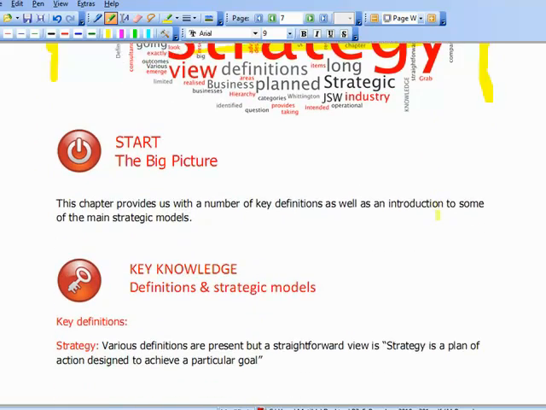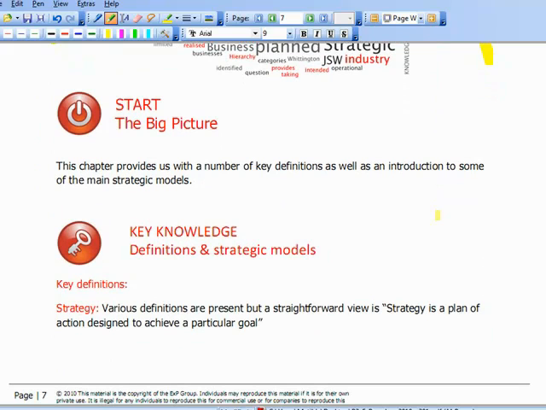So, going through the big picture. This chapter provides us with a number of key definitions, as well as an introduction to some of the main strategic models. Now, first one, and you don't need to learn this off by heart. It's not important to learn it off by heart, but it points out some useful things for us to remember. I'll read it out.